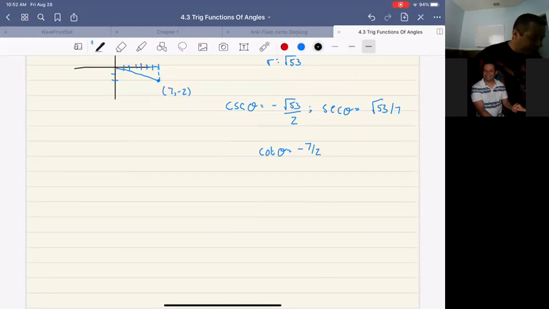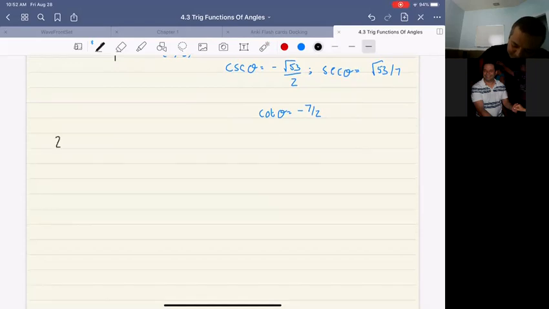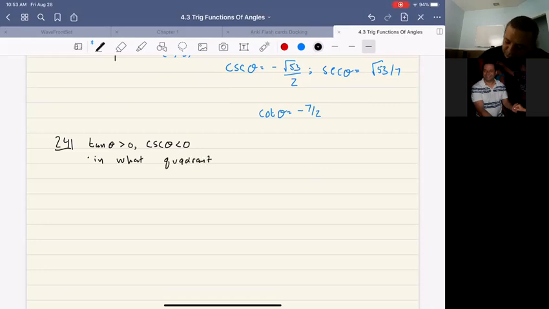Let's do number 24. And here it says we want to find out in which quadrant the angle is. So we have tangent of theta is bigger than 0. Cosecant of theta is less than 0. In what angle does theta live? I'm sorry, in what quadrant does theta live?